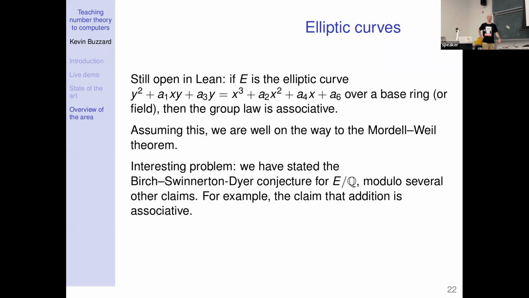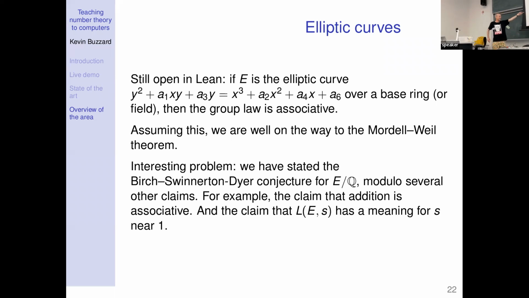But I have a PhD student who's formalizing a proof of the Mordell-Weil theorem. And I had another student, just a project student, who formalized the statement of the Birch and Swinnerton-Dyer conjecture. But had to skip loads of stuff, right? For example, they had to skip the proof that addition was associative, but they also had to skip the proof that the L-function of an elliptic curve had a meaning for s near 1. And that's going to be impossible to prove, right? You've got to prove Fermat's theorem to prove that. So it's sort of a bit weird. You skip easy stuff and you skip difficult stuff, and I don't know. But that's the kind of thing that's happening in the community now.